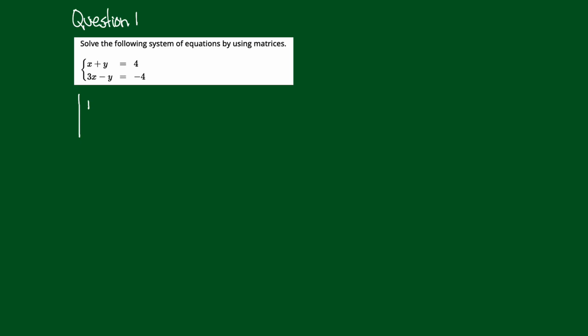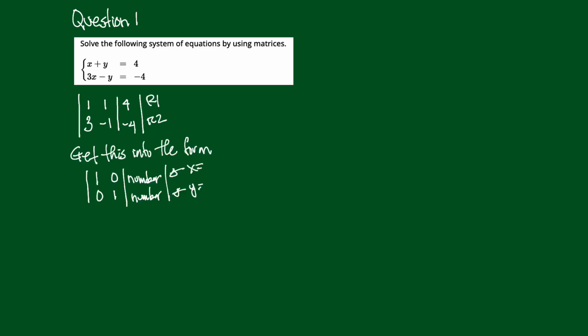Here's the first column, the x column, 1 and 3. The y column, the coefficients are 1, -1. Now I'll draw the vertical bar separator to the constants 4 and -4. There's our augmented matrix. Now our plan is to use some row operations to get the augmented matrix into a matrix that looks like this. I'll get 1s on the diagonal.